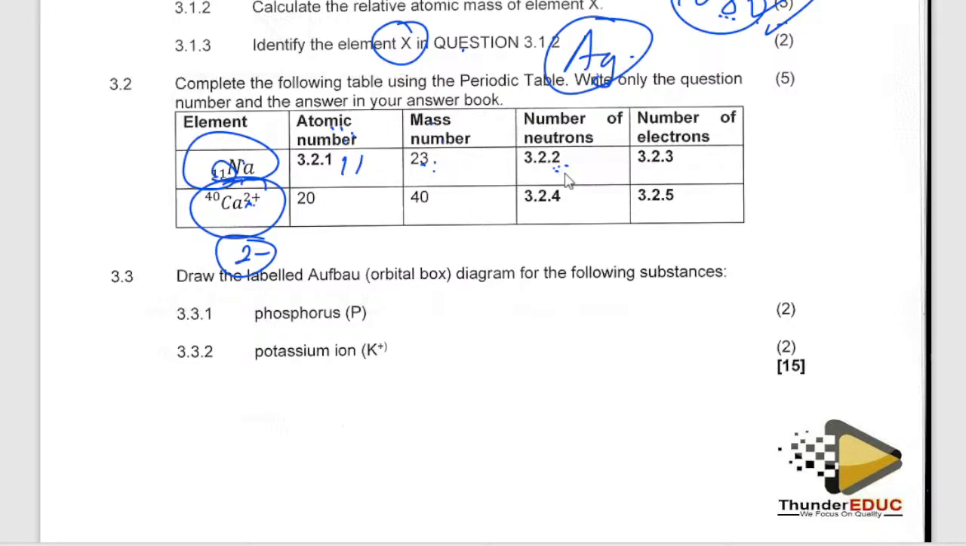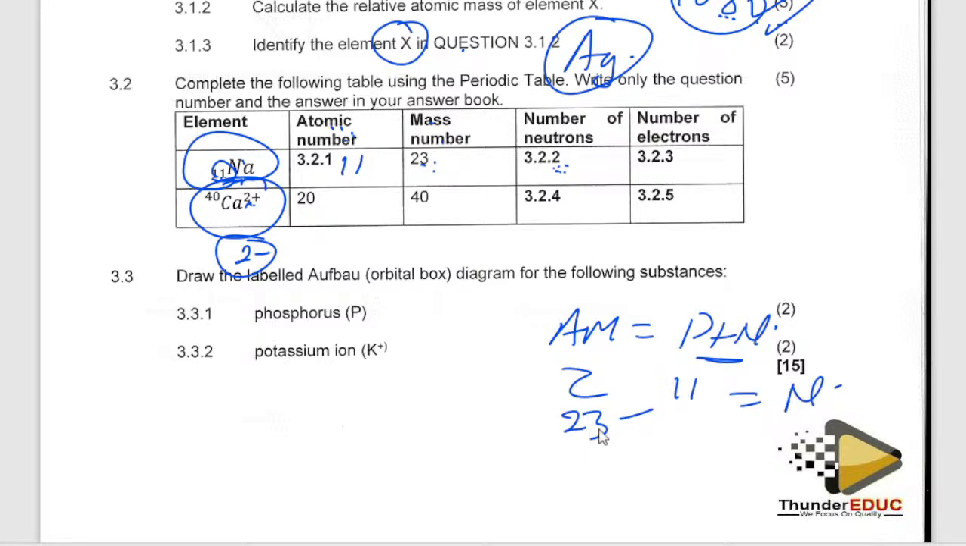Number of neutrons. How can I get the number of neutrons? Remember that atomic mass is equal to number of protons plus number of neutrons. Sometimes they use Z, so it's the same thing. So I'm going to say atomic mass is 23 minus 11. It must be giving me number of neutrons. So when you subtract here, what do you get? I think you get 12. What about here? Number of electrons, the same as number of protons. Why? Because this is an atom. It's not an ion. So I will write 11 there.